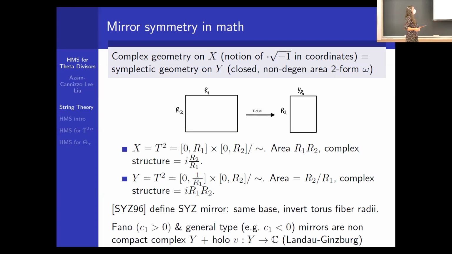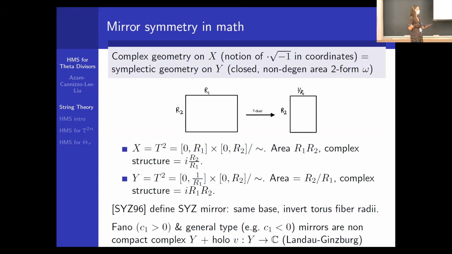This is talking about Calabi-Yau. So a torus, this first Chern class is 0. Mirrors are also studied when the first Chern class is positive. That's called a Fano manifold. And some examples of general type when the first Chern class is negative. The mirrors are not compact in this case.